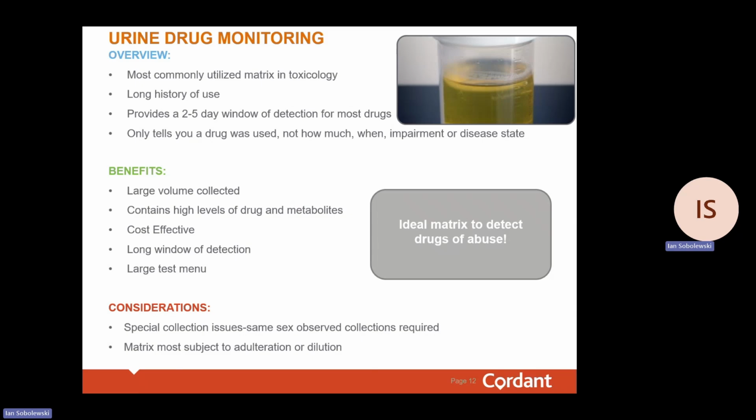Some special considerations is, number one, if you're doing a properly observed collection, that would mean seeing urine directly leave the donor's body. So that can be very invasive, and it requires the same-sex collector. So that's a special consideration that needs to be looked at. Also, urine can be subject to adulteration or dilution both before the specimen is collected and after. We'll take a little bit closer look at how that's done in the next few slides here.